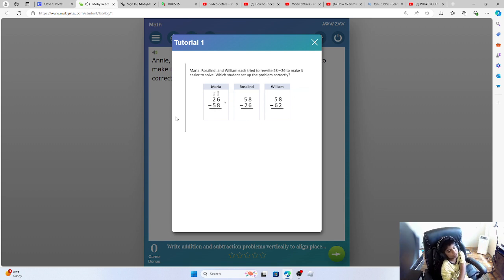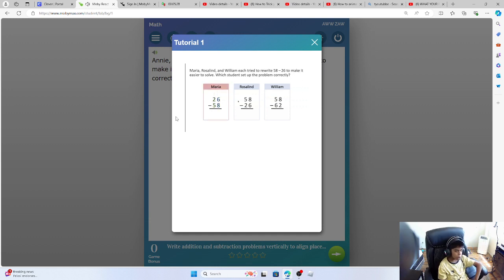Let's look at Maria's work. The number 26 has 2 tens and 6 ones, so those are lined up. The number 58 has 5 tens and 8 ones, so those are also lined up. But I still see a problem here. I'm trying to solve the problem 58 minus 26, but Maria wrote 26 minus 58. We can't take away 58 from 26, so Maria's not correct.